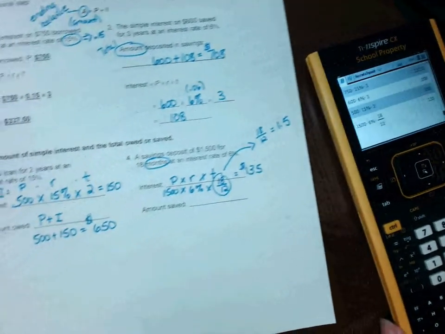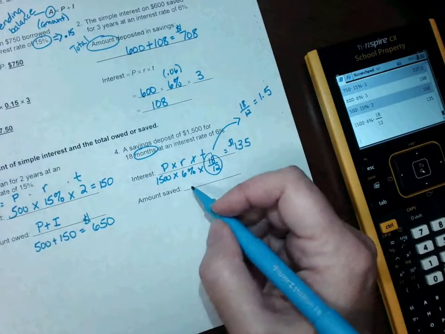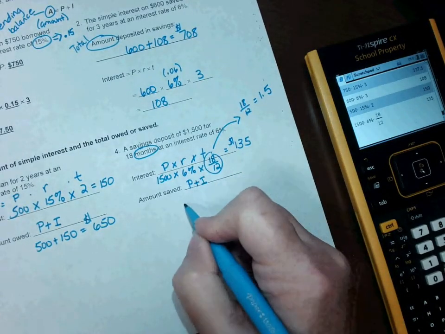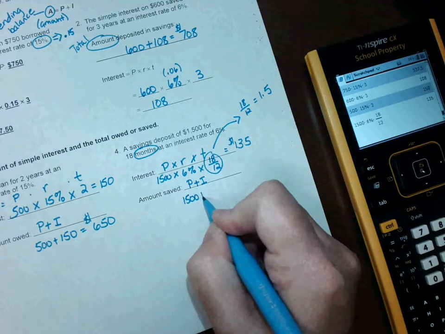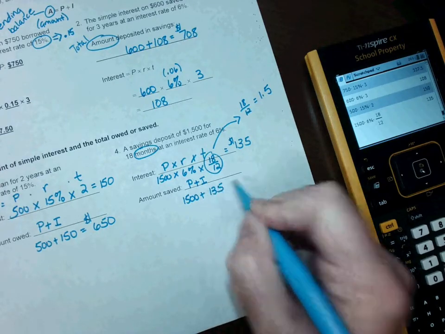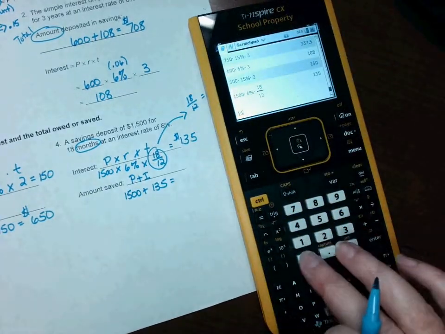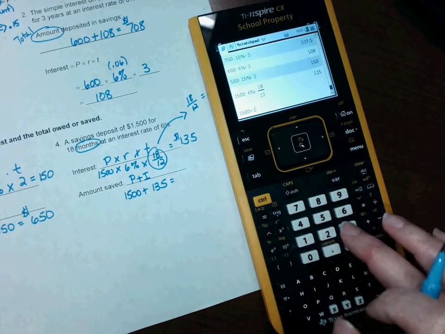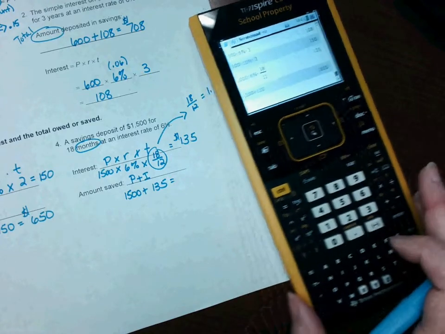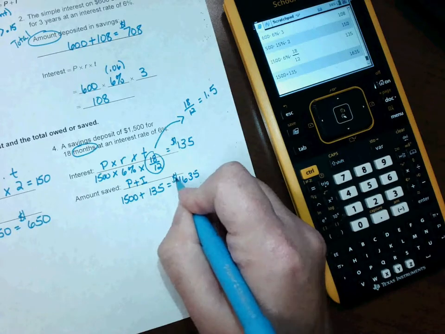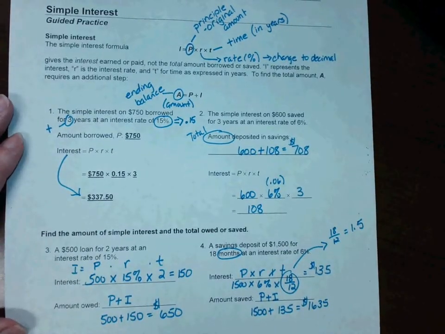Either way. All right, so now my total amount is always the principal plus the interest. My principal was 1,500 plus my interest is 135. So 1,500 plus $135, that equals $1,635. $1,635. And that is the lesson for today.